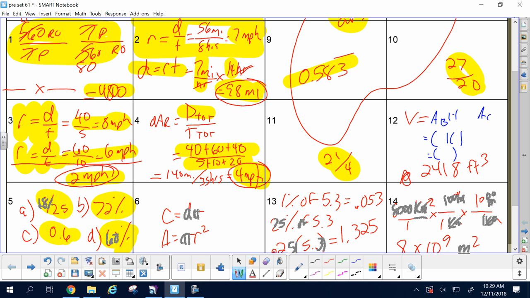FSC for the area of the base. So you should have 3 steps for area of the base, 3 steps for volume, and the answer is 2,418 cubic feet. If you are missing any of those components, mark it wrong.